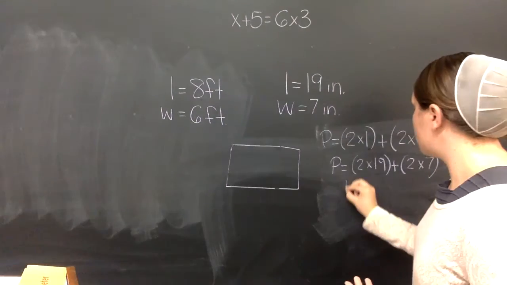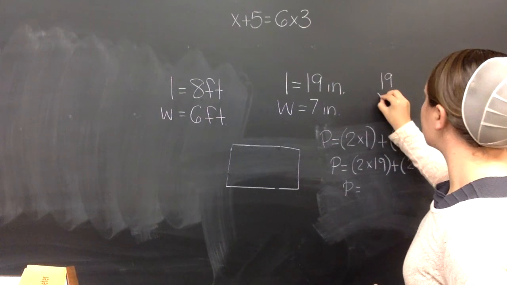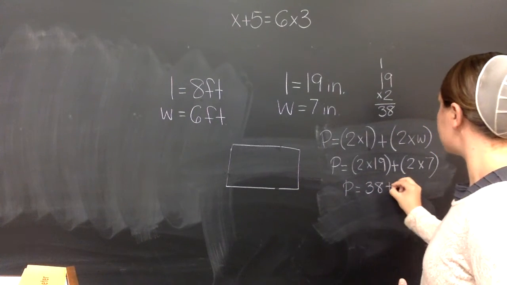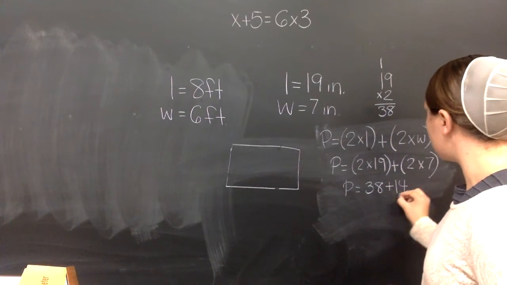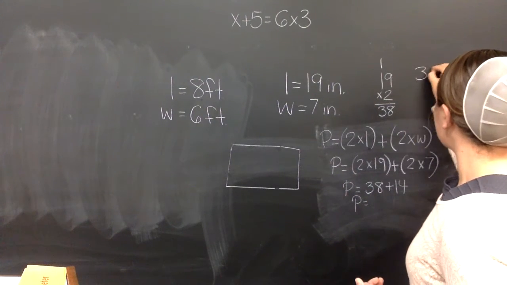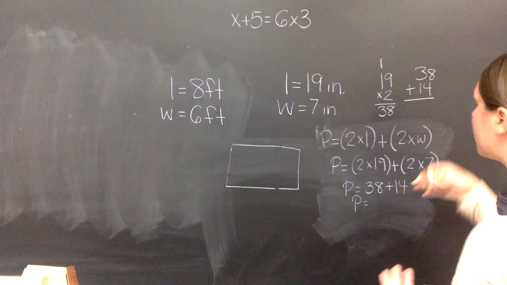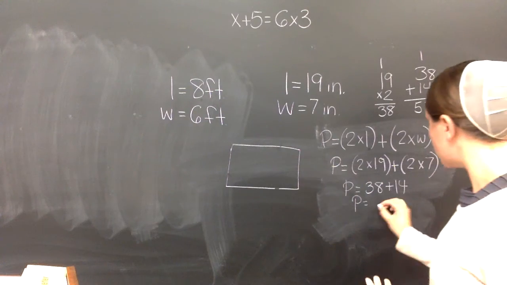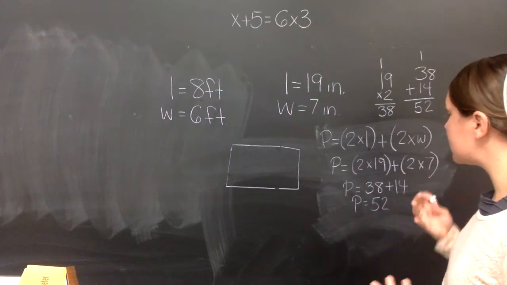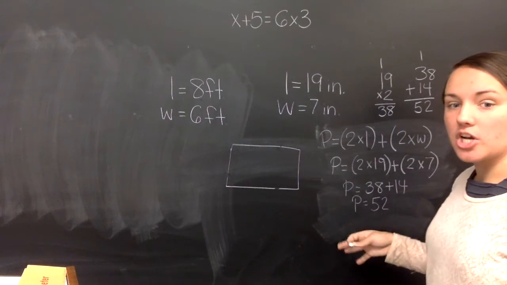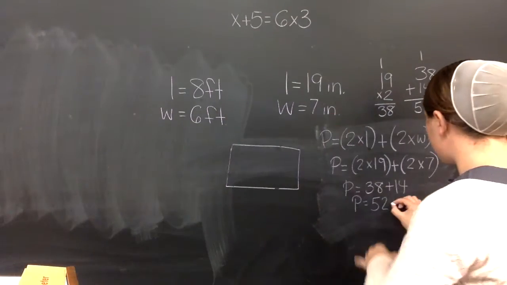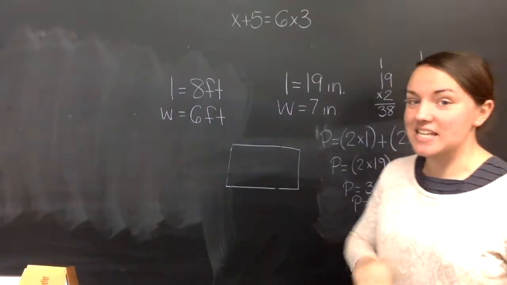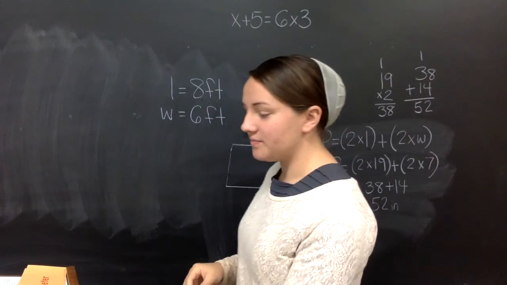Now multiply here. P equals 19 times 2 is 38. So we have 38 plus 2 times 7 equals 14. Now P equals 38 plus 14. We just need to add them together. 52. We did the parentheses, what was inside of the parentheses first, and then we added them together. So now we have 52 inches is our answer. So the perimeter of this rectangle is 52 inches. That's the length around the whole outside.